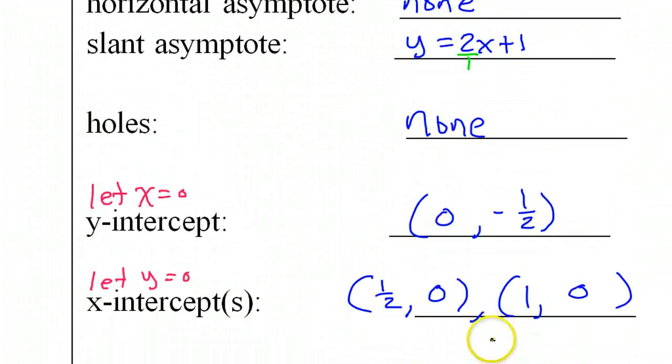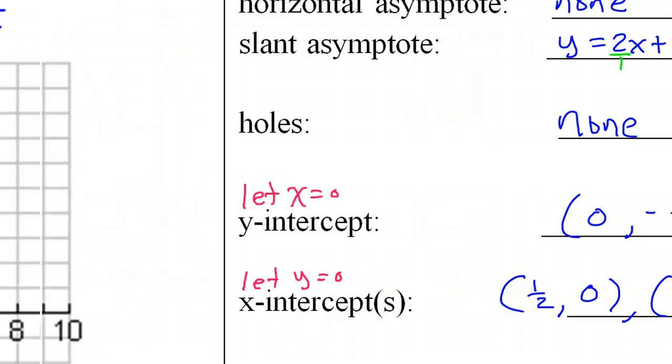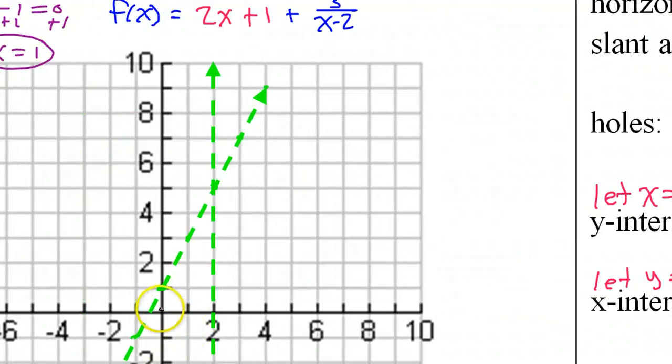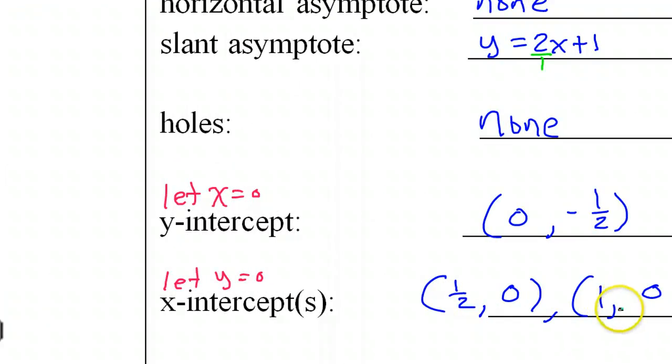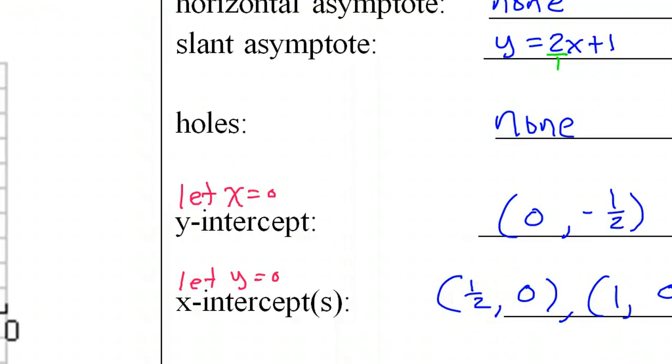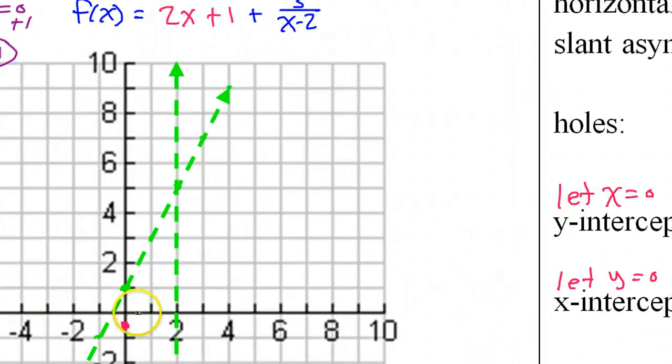Okay, let's go ahead and graph these intercepts. So I have 0 comma negative 1/2. Let's graph that. Alright, so here's 0 and negative 1/2, down halfway. Okay, and then the 2 x-intercepts at 1/2 and 1. Okay, so here's an x-intercept at 1/2, and here's another one at 1. Okay, that's interesting.